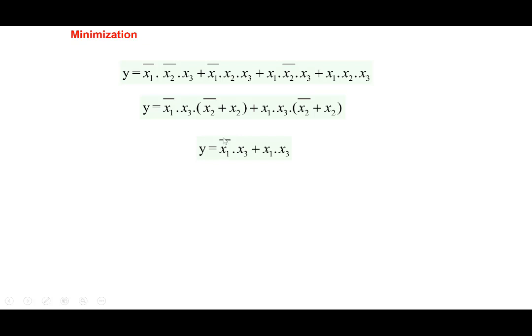So note that 2 things have happened. When you combine these 2 terms, you get one single term, which is x1 bar dot x3. And the term is also simpler because it has only 2 literals. The earlier terms had 3 literals. So you do one round of simplification. Now you can simplify this also, because we can take x3 common, and then x1 bar plus x1 becomes 1, leaving x3. So a complicated expression like this is simply equal to y equals x3. That's the goal of minimization: minimize the number of terms and minimize the complexity of each particular term.